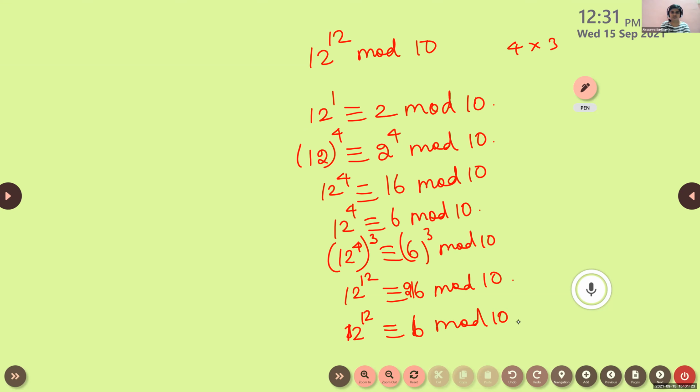Ma'am, wasn't it 16 too? 2 raised to 4, 16 is more than 10. If it is more than 10, what you can do? You can write the remainder. Is it clear? 16 mod 10. So it is more than the given number. So what you can do? You can once again divide it and you can write the remainder. Okay, Aishwarya. Yes, ma'am.